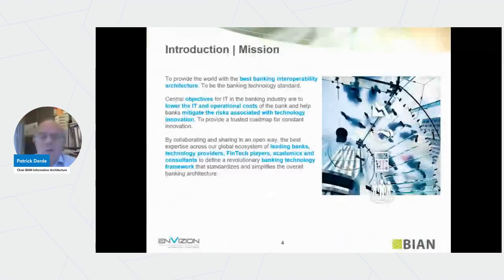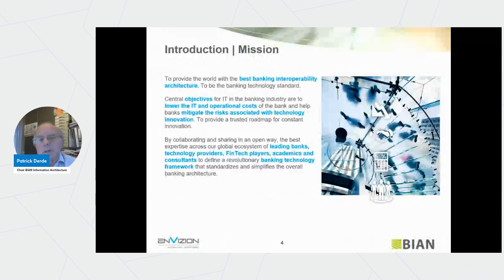So, the Banking Industry Architecture Network. It was founded in 2008. Those were the days when agility could pop up; 2008 was also the year the Agile Manifesto was published. What we saw in those days was that we had serious issues with changing our application landscape. There was a serious problem with the interoperability of information and information services. Some banks decided to come together and develop a reference architecture with the objective to lower the IT and operational costs and to mitigate the risks associated with technology innovation and especially the change that it causes in the banking business.